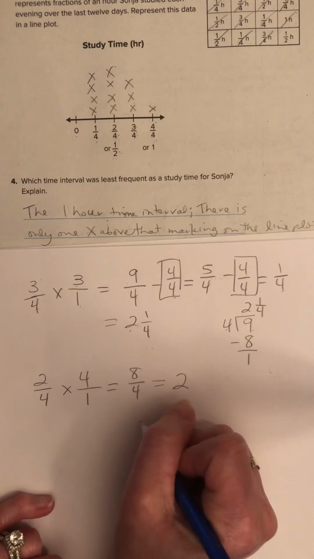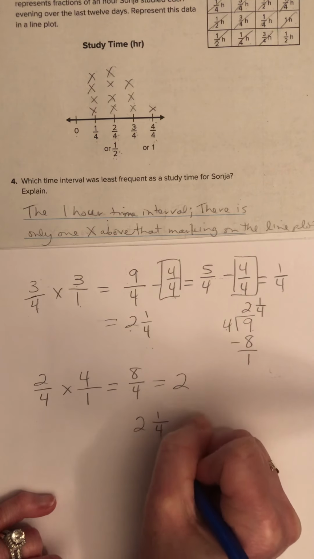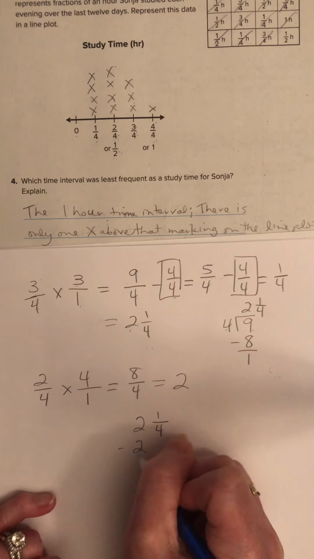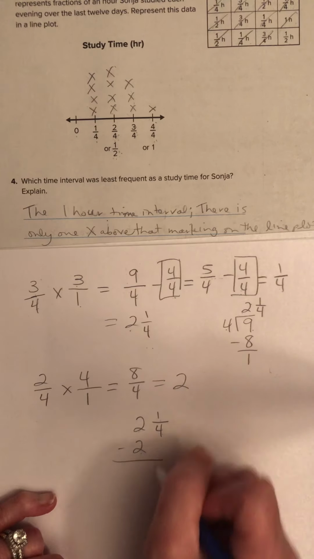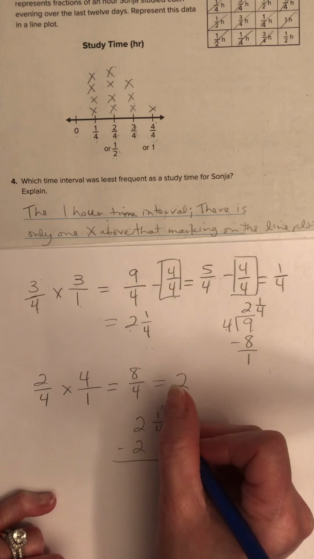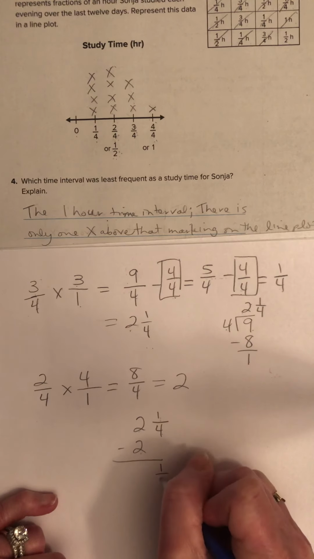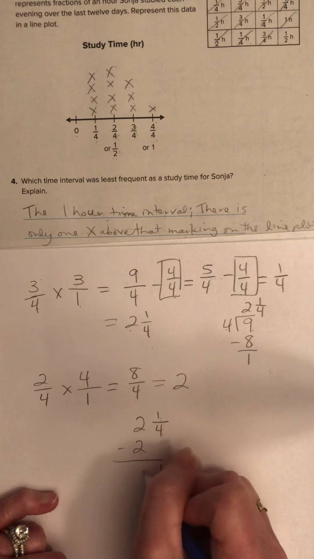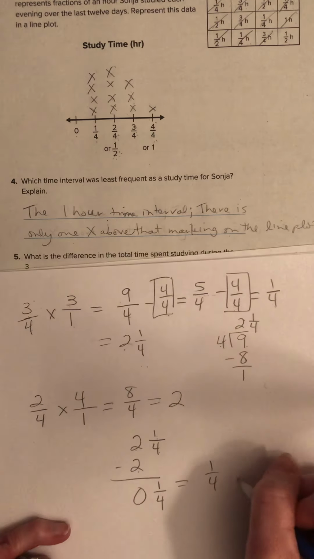Now they want us to figure out the difference between the two of them. If you do it up and down like any other subtraction problem, I think it's much easier. So 2 and 1/4 minus 2, and there's no fraction part of this one, right? So first I can subtract the fractions. I have 1/4, but I'm not subtracting anything from it, right? 2 minus 2 is 0. So the difference is going to be 1/4 of an hour.